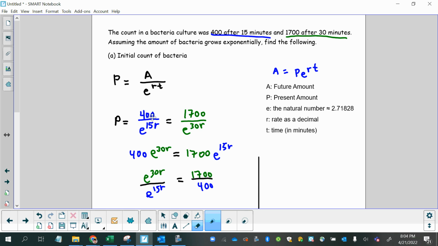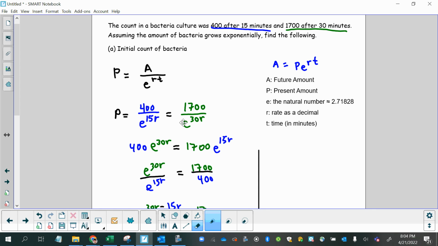So I have 400 divided by e to the 15r equals, and then P also equals, for the second set, 1700 after 30 minutes, 1700 divided by e to the power of 30r. Because these both represent P, they can be set equal to each other. Then you can solve the proportion by cross multiplying. So I cross multiplied 400 times e to the 30r on the left side, and 1700 times e to the 15r on the right.